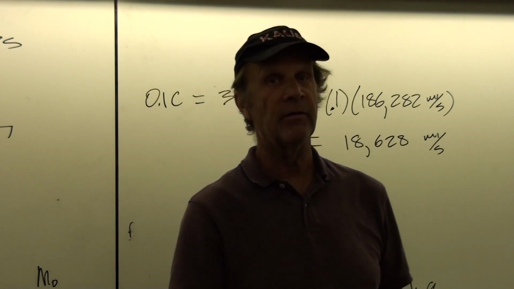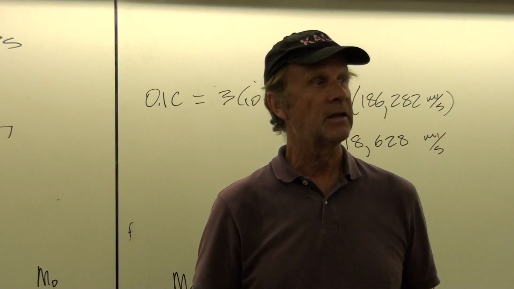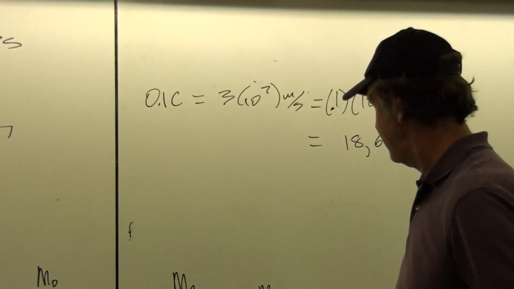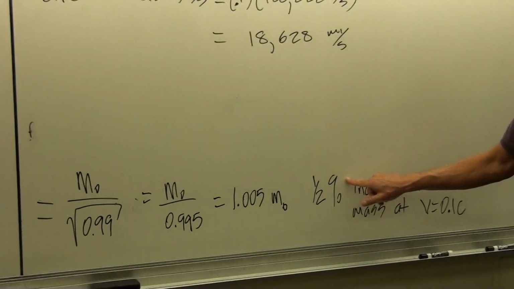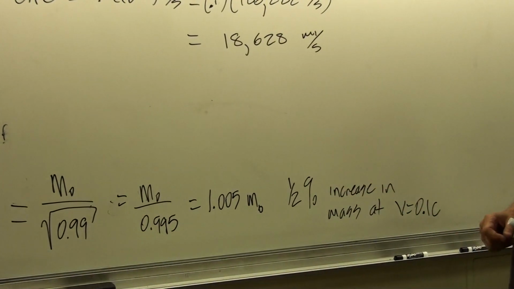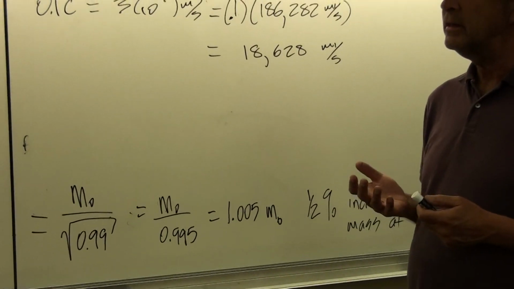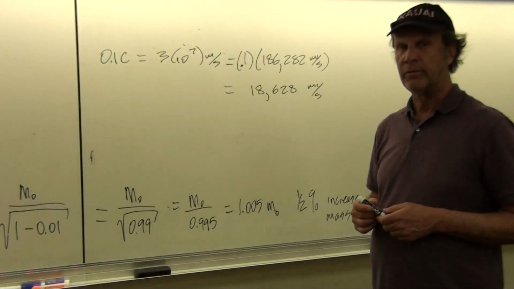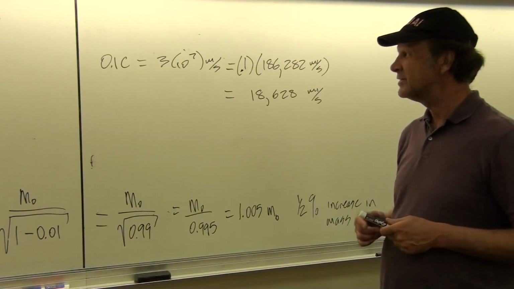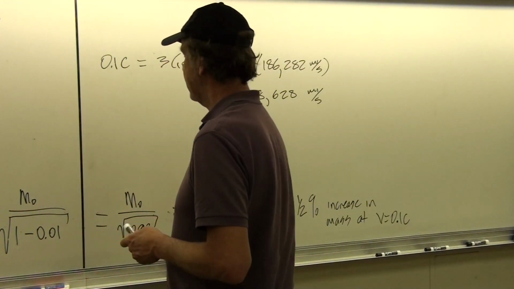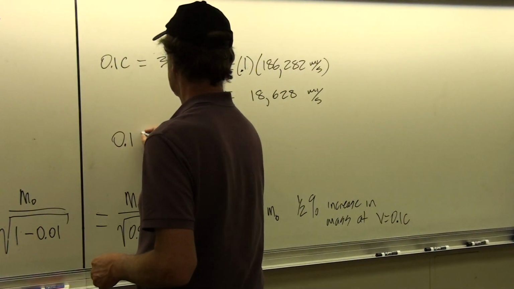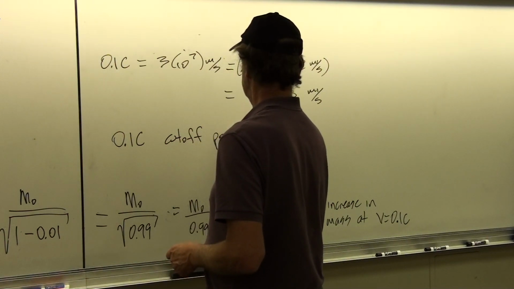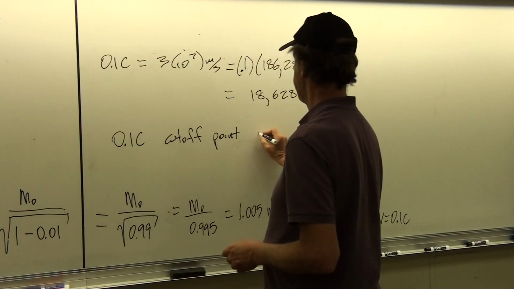So you could go all the way around the Earth, 25,000 miles, in about 1.3 seconds at that speed. And that's only giving us a 1/2 of 1% increase in the mass. And so this is clearly only going to start becoming significant at speeds that are greater than 0.1 c. And so sometimes, somewhat arbitrarily, we'll define 0.1 c as our cutoff point where relativity becomes important.